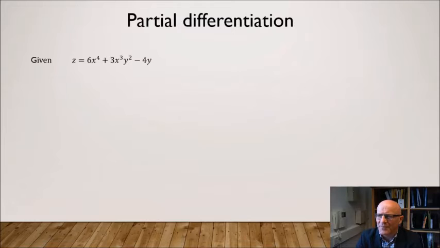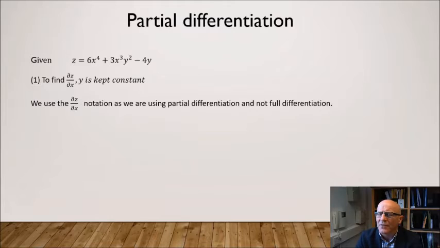We'll take an example here. Given z equals 6x to the power 4 plus 3x cubed y squared minus 4y. To find ∂z/∂x, y is kept constant. We use the ∂z/∂x notation as we're using partial differentiation and not full differentiation.